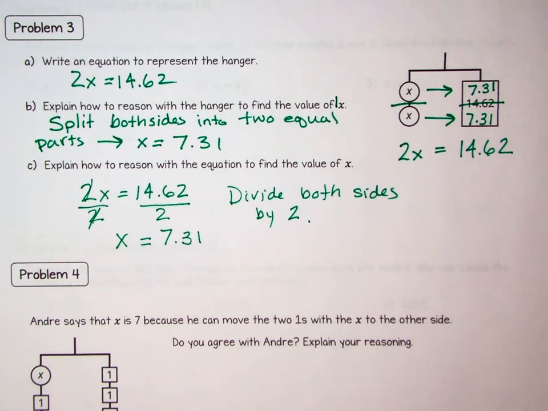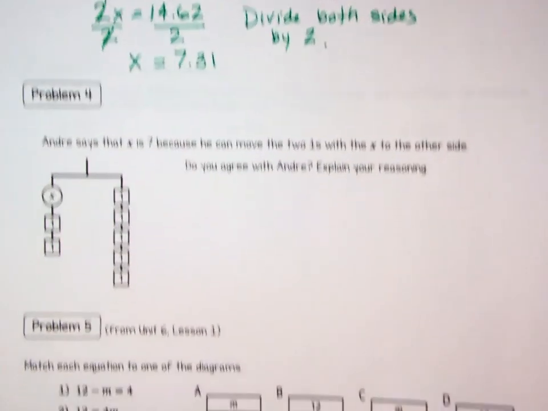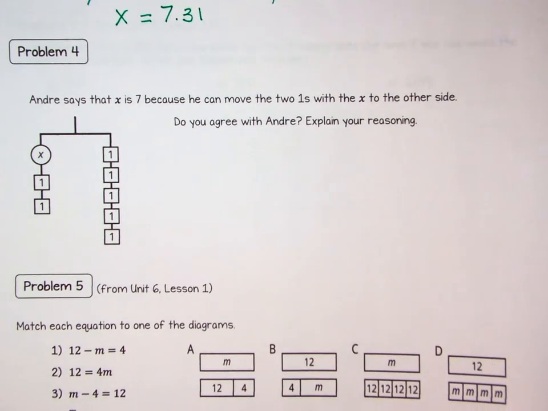Again, that's really our golden rule of algebra. Whatever you do to one side of an equation, you must do to the other side of the equation.